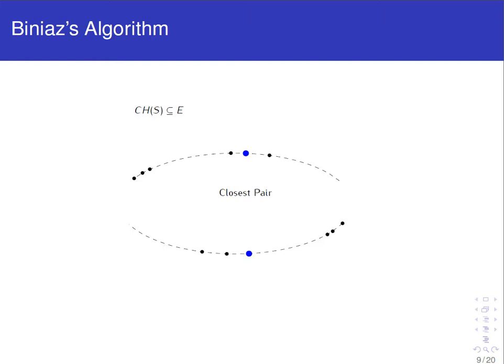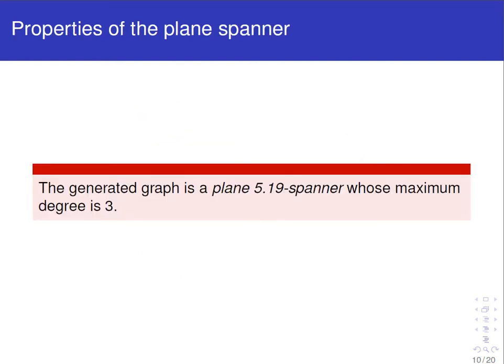Then it adds the closest pair to the edge set. Then the algorithm removes the closest pair. Now we have new convex chains. Then the algorithm recursively continues on the new convex chains. It has been proved that the generated graph is a plane 5.19 spanner whose maximum degree is 3.